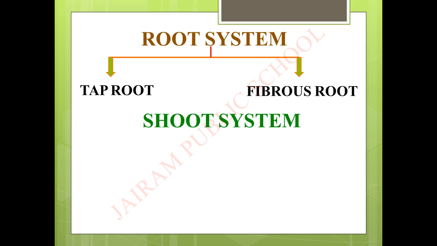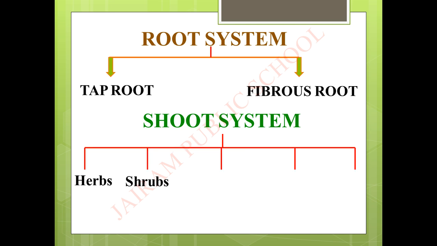Next, we are going to see about the shoot system. What are the types of plants present in the shoot system? Herbs, shrubs, climbers, creepers, and trees. So what is meant by herbs?